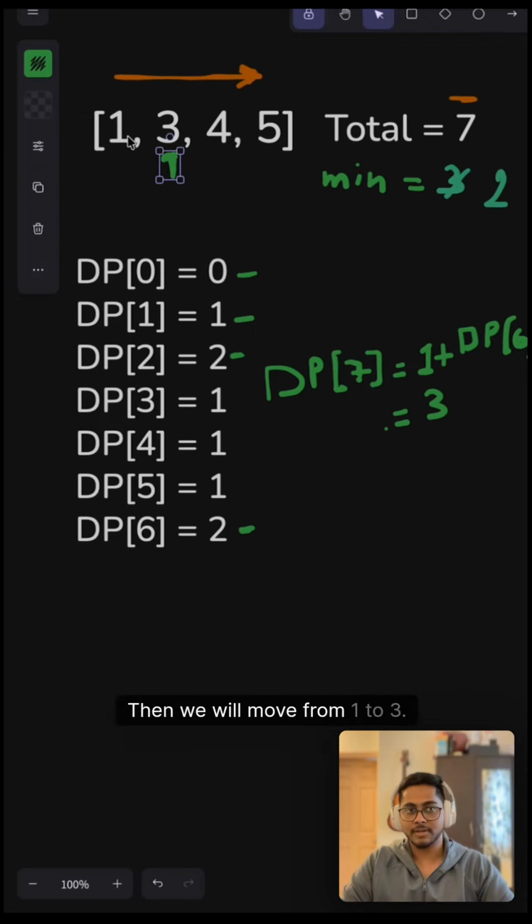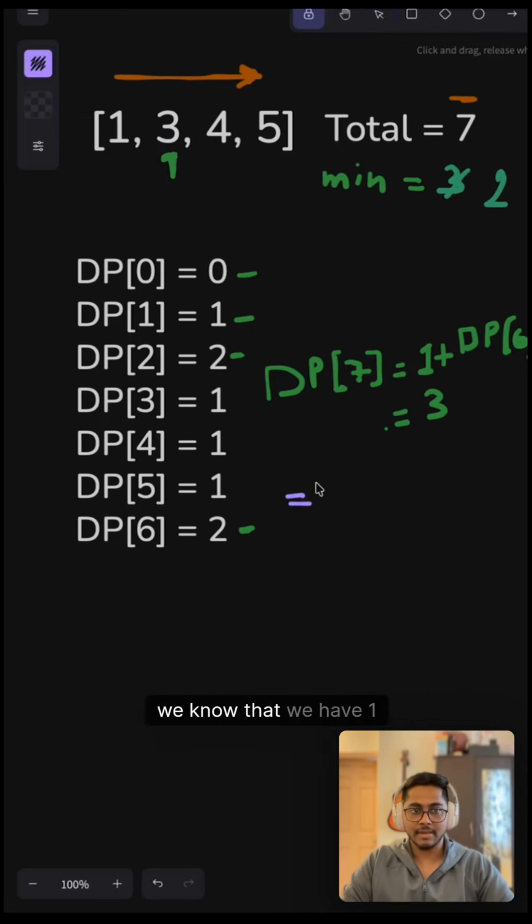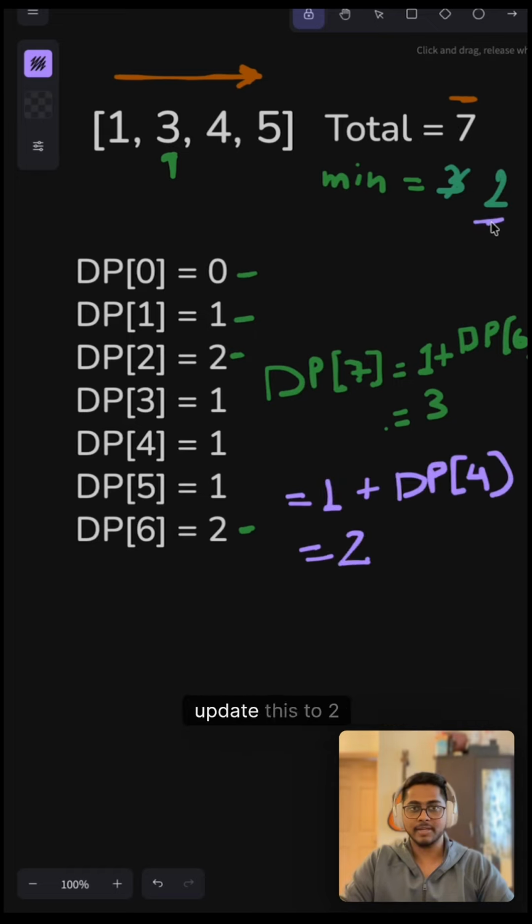Then we will move from 1 to 3. At 3, we know that we have 1 plus the remaining of this, which is 4, and this will be 2, and we will update this to 2. Again, we can continue up until the whole of this and return the minimum element.